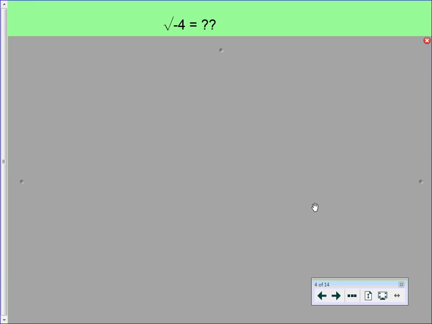Welcome everybody to your notes on complex numbers. I have a problem on your note sheet to start. It asks you about evaluating the square root of -4.